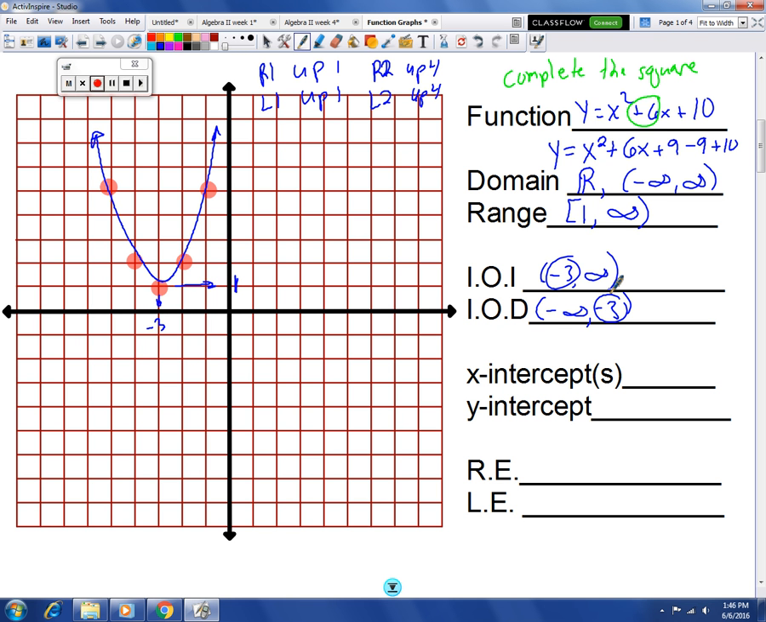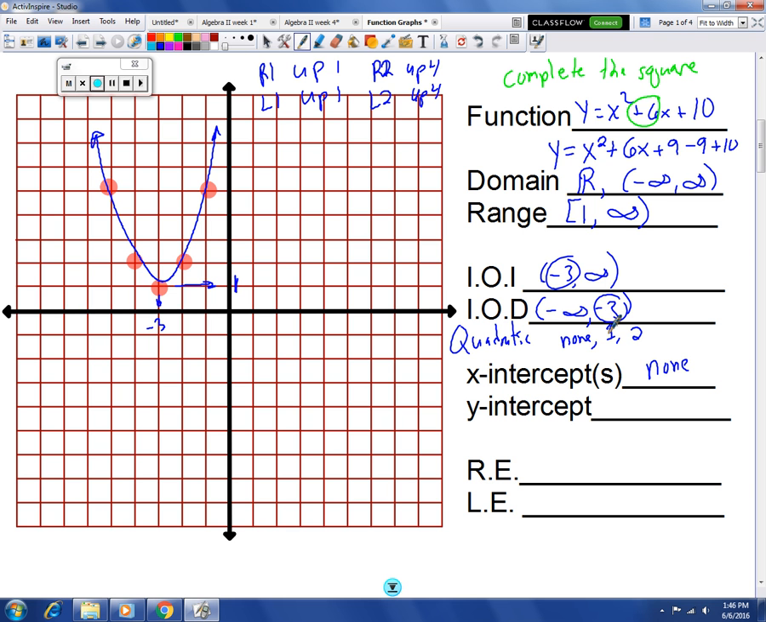X-intercept, now what's the x-intercepts? This U-shape, where does it touch the x-axis? Well, the U-shape is above the x-axis. So in this case, there's none. When we have a quadratic equation, we can have no x-intercepts, we can have one x-intercept, or we can have two. We can't have more than two. So in this case, none.